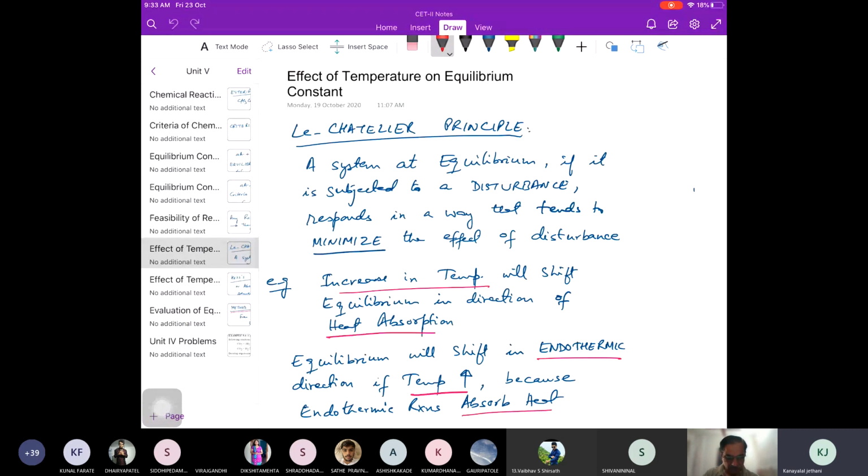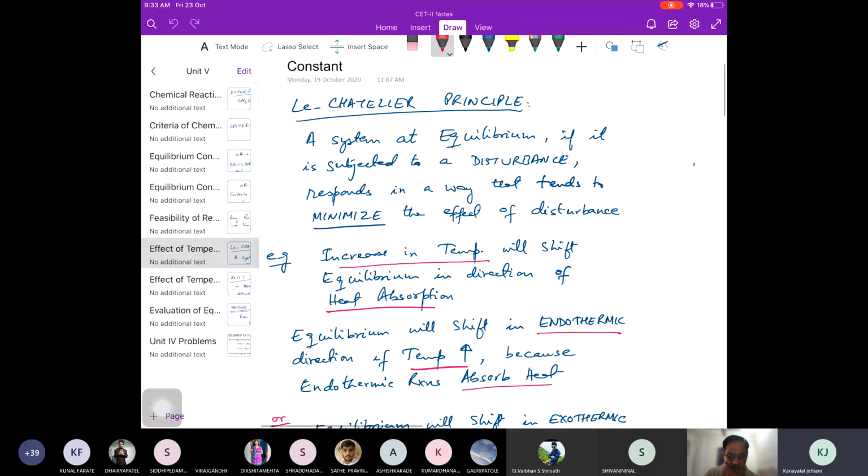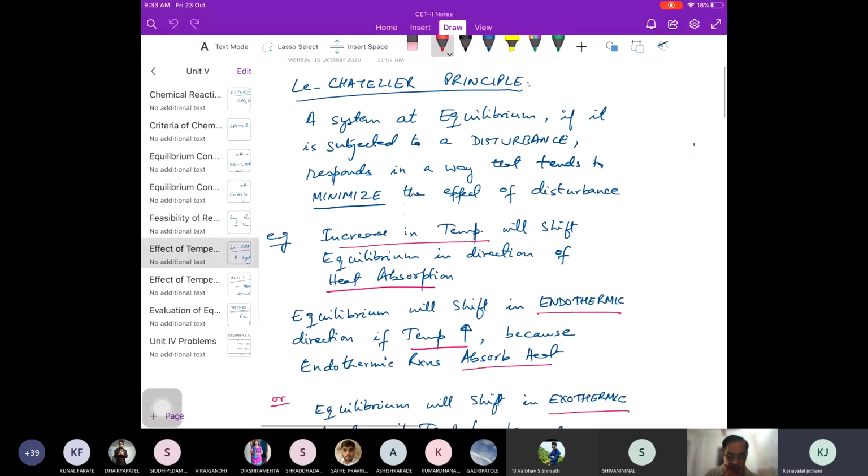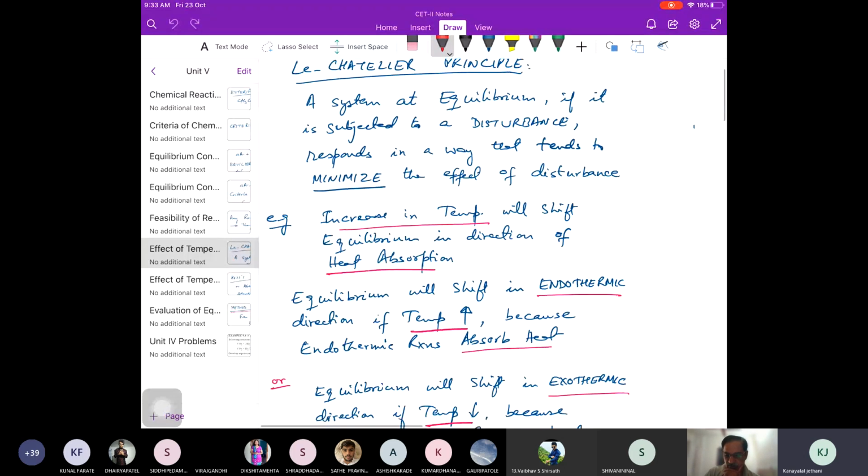So Le Chatelier's principle says a system at equilibrium, if it is subjected to a disturbance, disturbance could be in terms of pressure, it could be temperature, it could be anything, right? It responds in a way that tends to minimize the effect of the disturbance. Right? अगर pressure बढ़ाया so it will respond in a way trying to reduce the pressure. Temperature बढ़ाया, it will respond in a way that will try to reduce the temperature. Right?